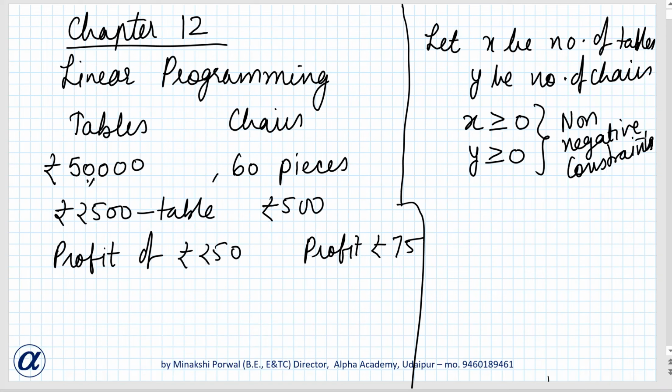Now, the dealer has a maximum of rupees 50,000 to invest. That means the cost of a table into the number of tables plus the cost of a chair into the number of chairs can be less than or equal to 50,000, because the maximum money he can spend is 50,000. Is this equation clear? Yes, ma'am. So this is called the investment constraint.